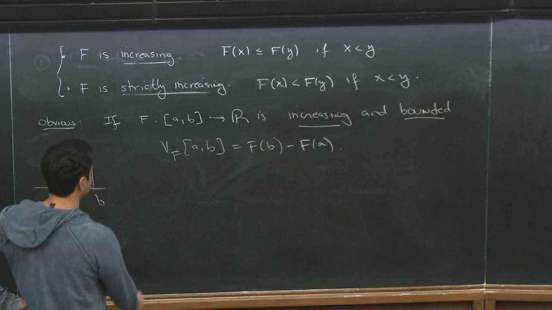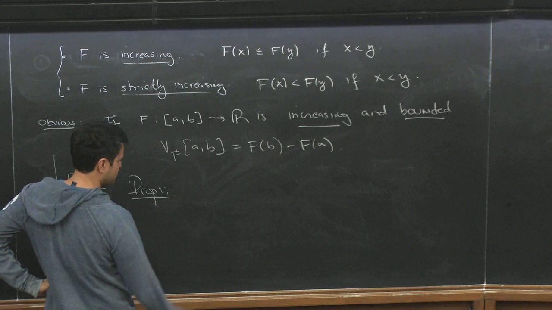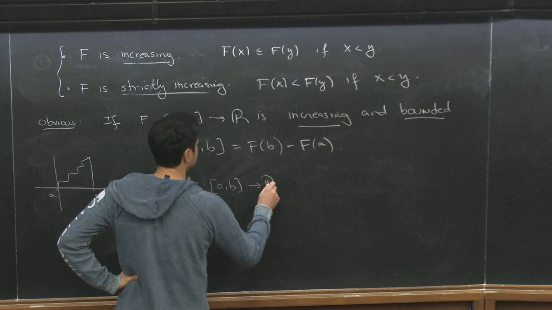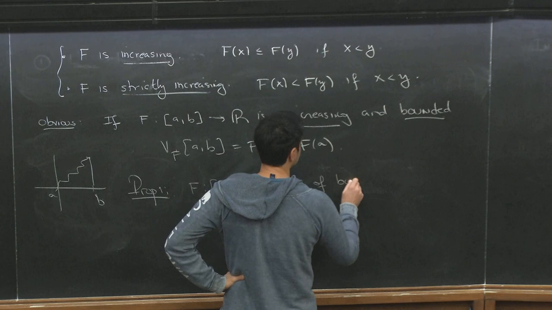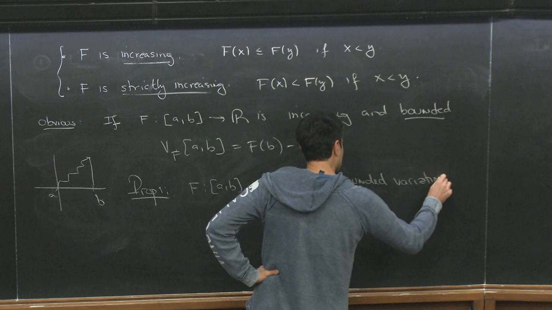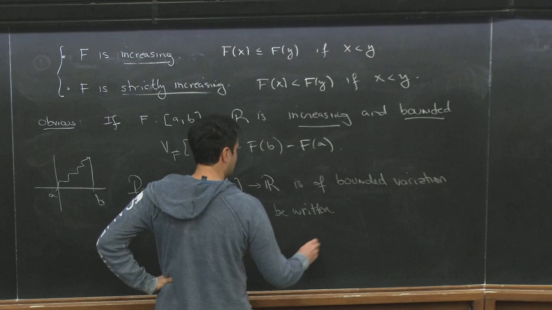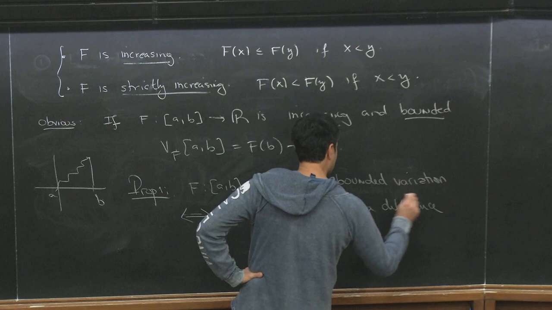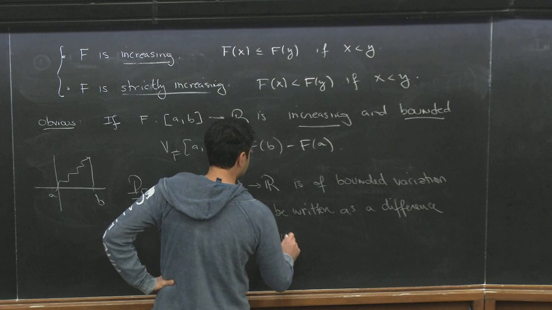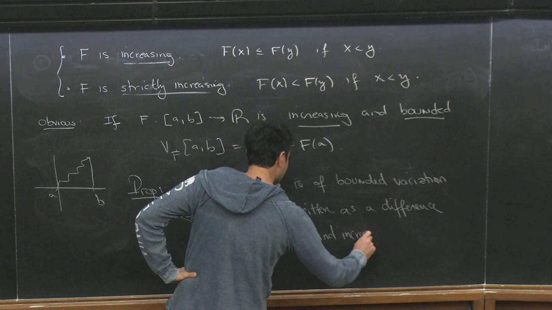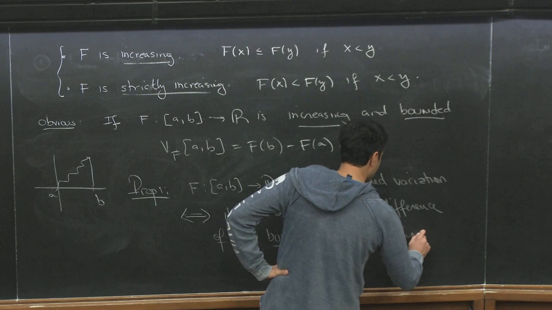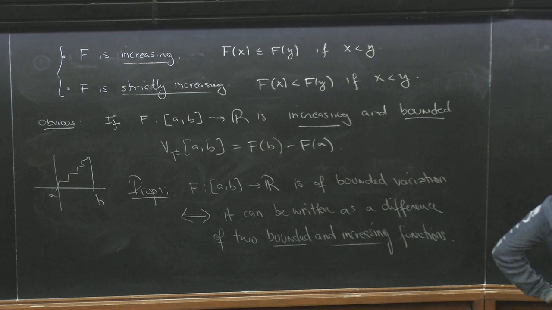And in fact, these are actually the building blocks. So the first proposition of the class today, proposition one: f from AB to R is of bounded variation if and only if it can be written as a difference of two bounded and increasing functions. The proof is very simple.